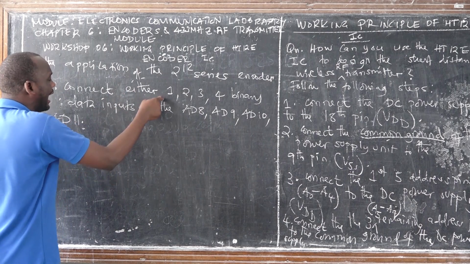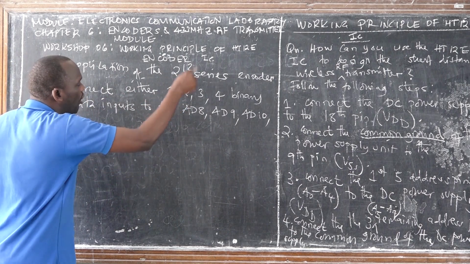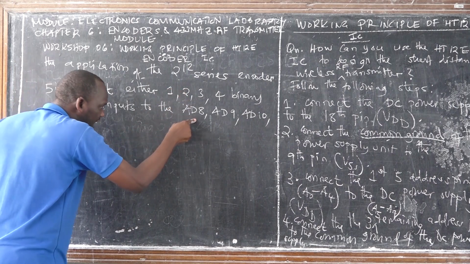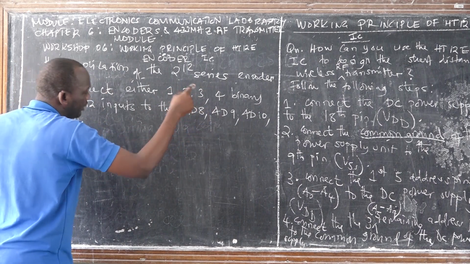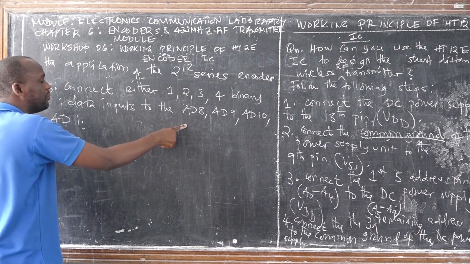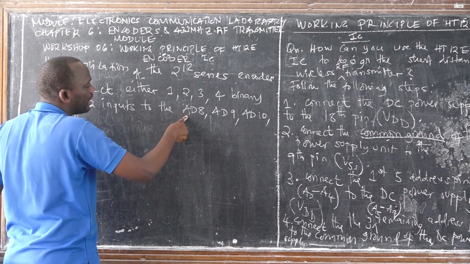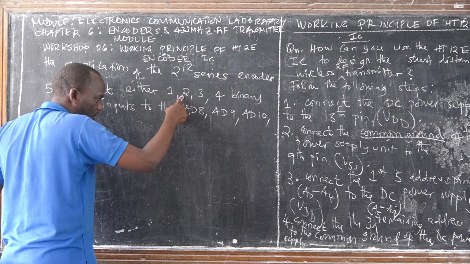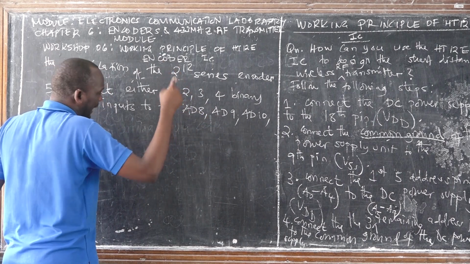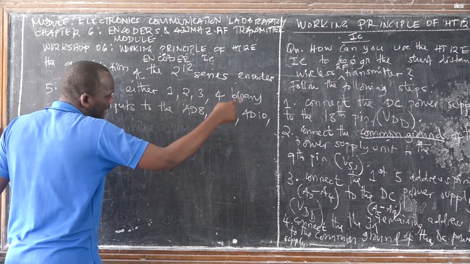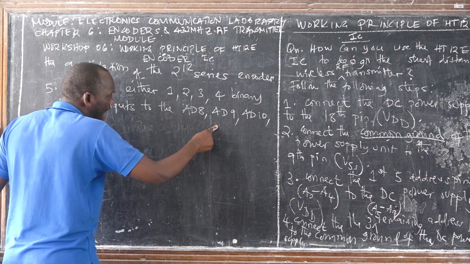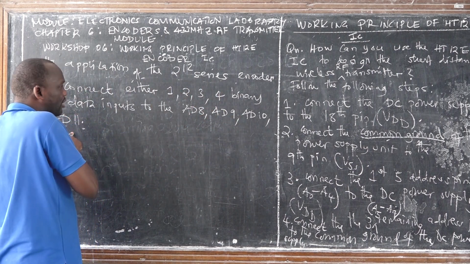Then we say connect either 1 or 2 or 3 or 4 binary data inputs to the AD8 or AD9, or what does it mean? To the AD8 itself, or AD8 and AD9 for the 2 inputs, or AD8, AD9, AD10 for the 3 inputs, or AD8, AD9, AD10, AD11 for the 4 inputs.